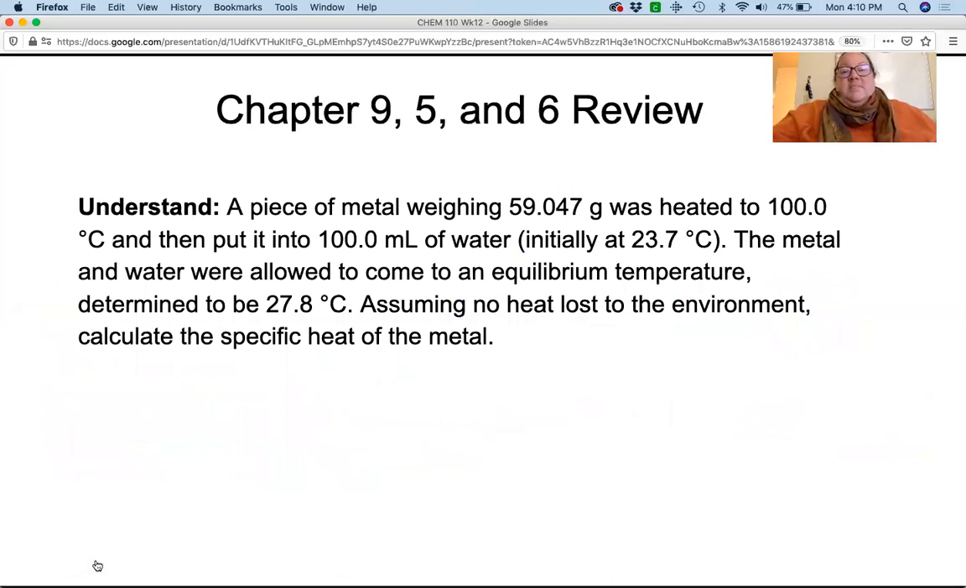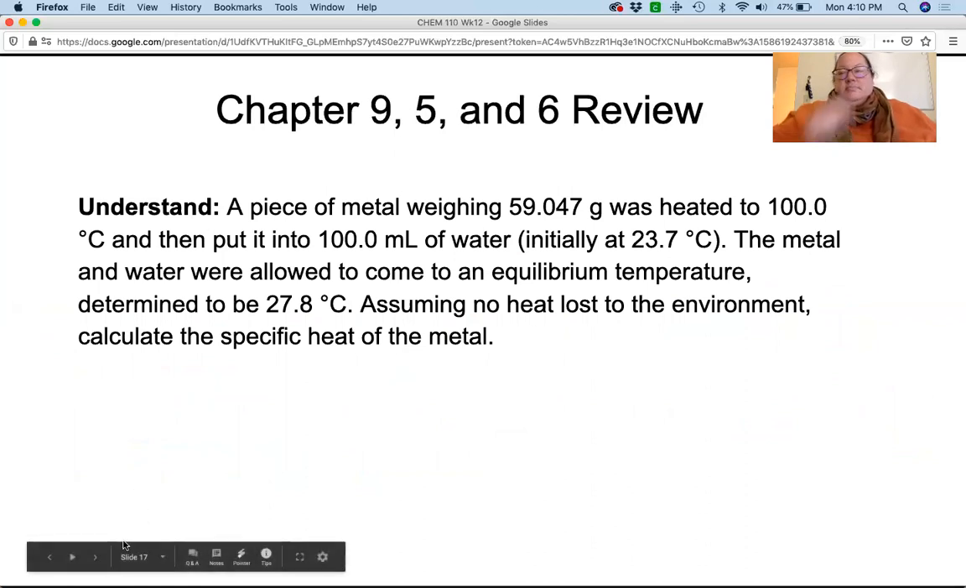So a piece of metal weighing 59.047 grams was heated to 100 degrees Celsius and then put into 100 milliliters of water, initially at 23.7 degrees Celsius. The metal and water were then allowed to come to an equilibrium temperature determined to be 27.8 degrees Celsius. Assuming no heat was lost to the environment, calculate the specific heat of the metal.